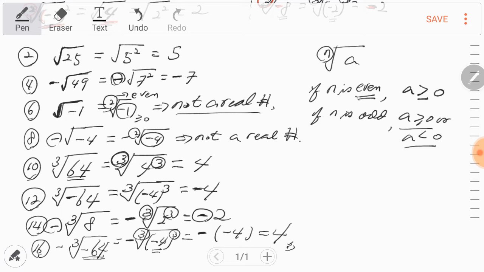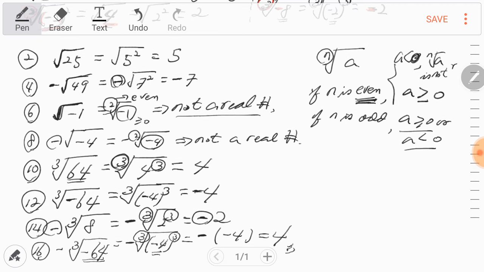Okay, for the index being even, what happens if A is less than 0? If A is less than 0, then the nth root of A is not a real number. Right? It's not a real number. I don't have enough space here. It's not a real number. Not real.